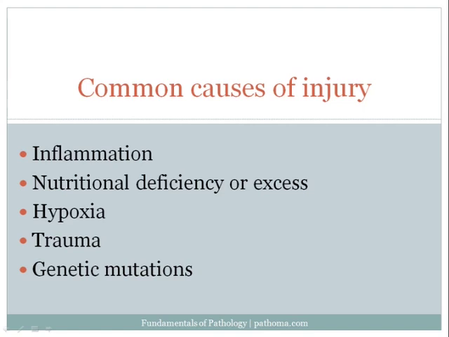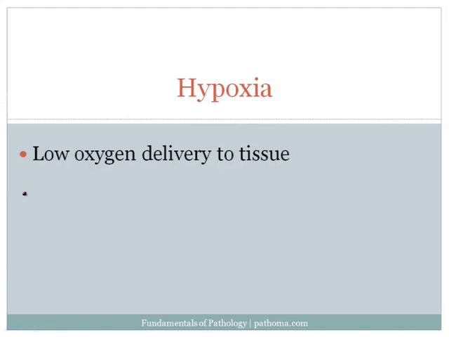And genetic mutations. When there are mutations and proteins are not formed or not formed properly, that can also result in cellular injury. Now, all of these themes are going to be repeated as we go through the text. However, what I want to really focus on for the next few minutes is hypoxia. Hypoxia is a nice model for studying cellular injury, and so we're going to focus on that over the next few minutes. So before we can begin our discussion of hypoxia, we really need to understand the term hypoxia.